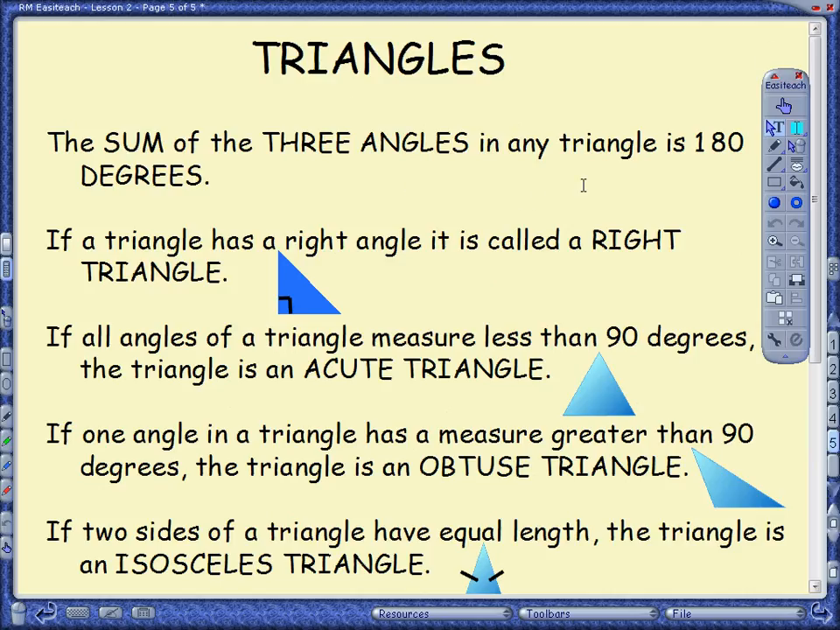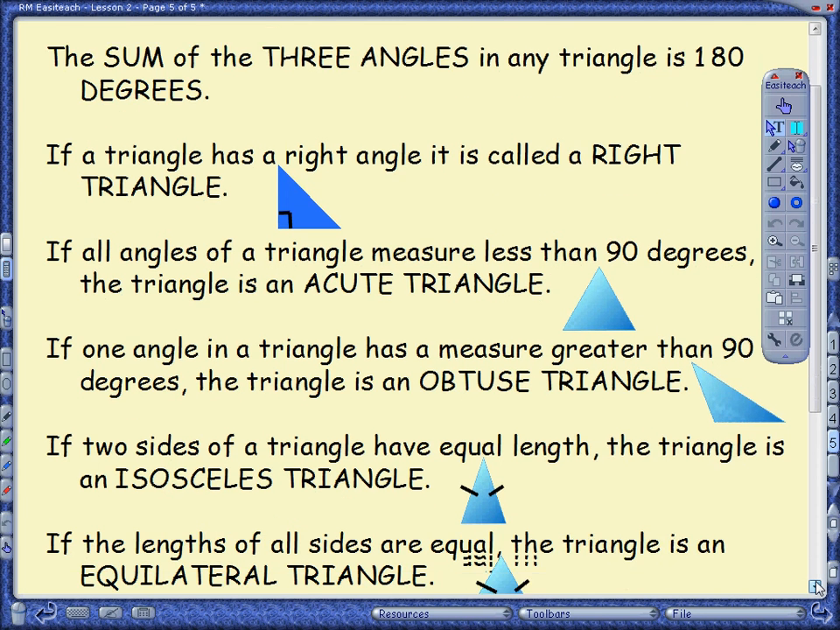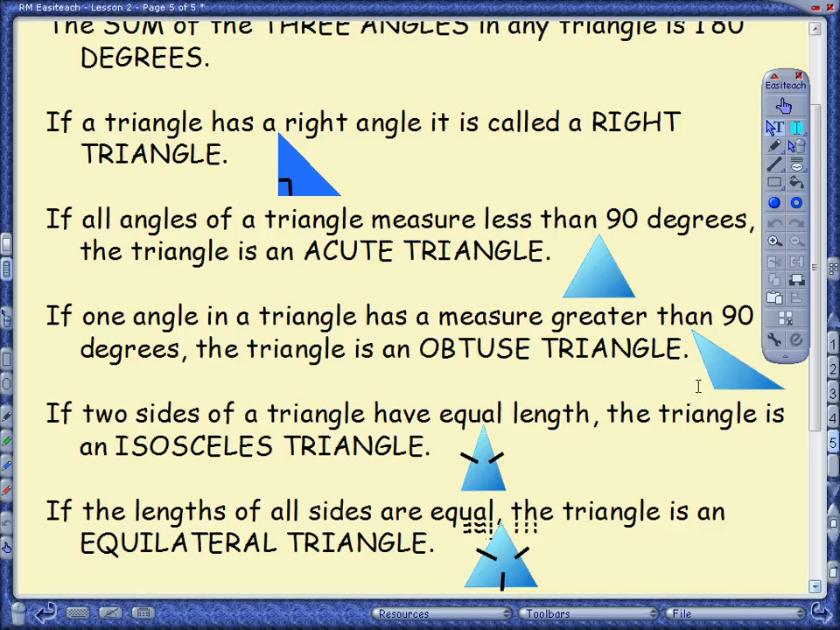Triangles. The sum of the 3 angles in any triangle, whether the triangle is obtuse, whether it's acute, whether it's a right triangle, the sum of the angles always add up to exactly 180 degrees. No more than that and no less than that. If a triangle has a right angle, it's called a right triangle. If all angles of a triangle measure less than 90 degrees, the triangle is called an acute triangle. If one angle in a triangle has a measure greater than 90 degrees, the triangle is an obtuse triangle.